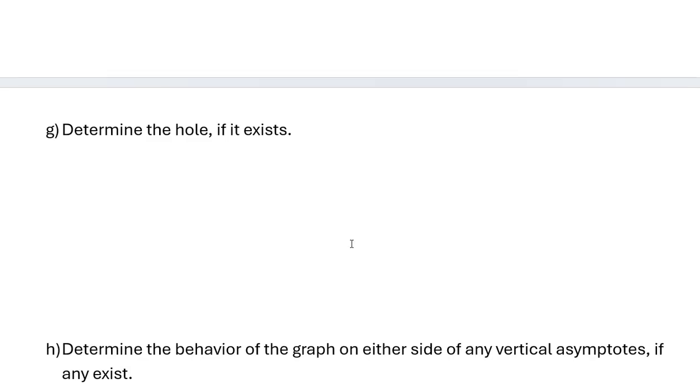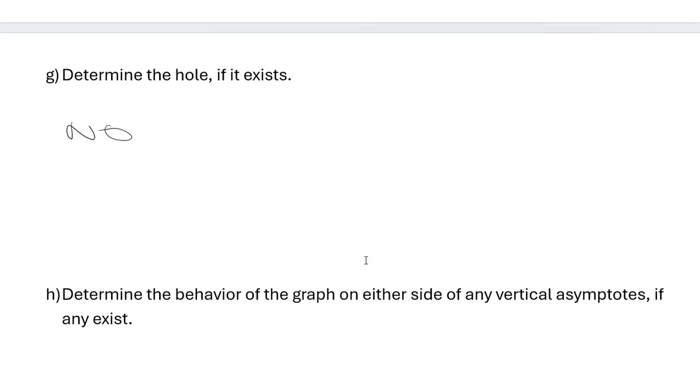Then we're going to go next. It says determine if there's a hole. Based on what we have learned, there's no hole because nothing cancels. When we factor it out, nothing cancels. Therefore, there's no hole. So no.